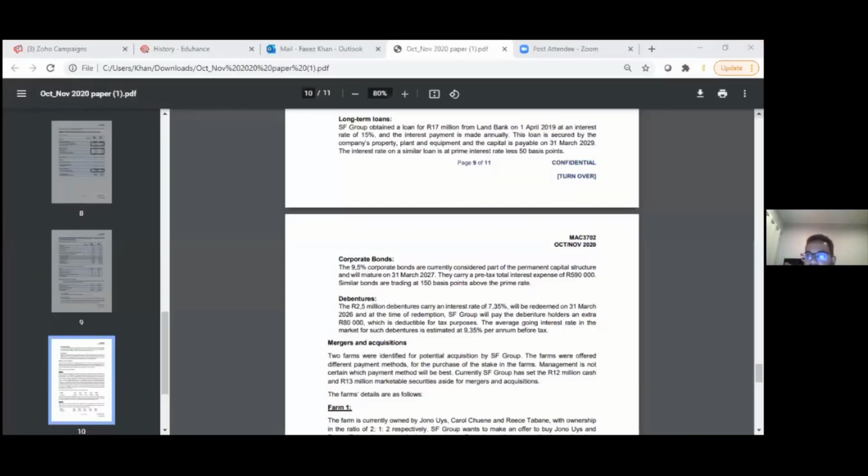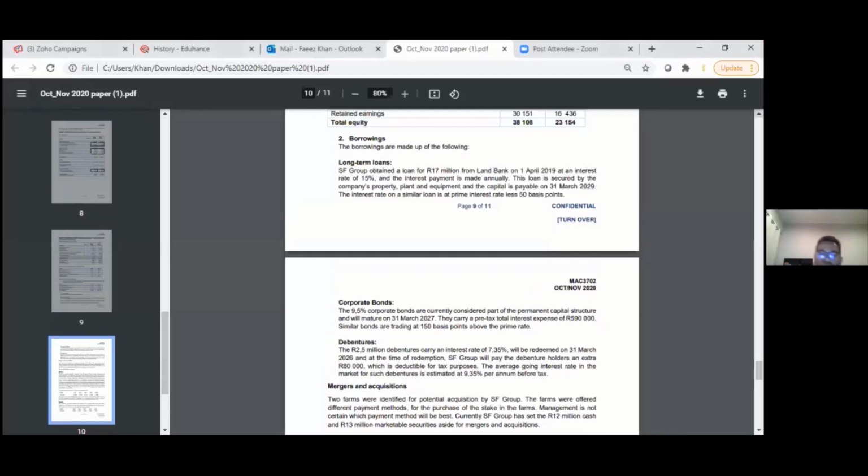So long-term loans. They say that if a group obtained a loan for 17 million rand from Land Bank on 1 April 2019 at an interest rate of 15%. That 15% is the coupon rate, the agreed upon rate, the rate they use to determine the payment. Okay, and the interest payment is made annually. This loan is secured by the company's property, plant and equipment, and the capital is payable on 31 March 2029.